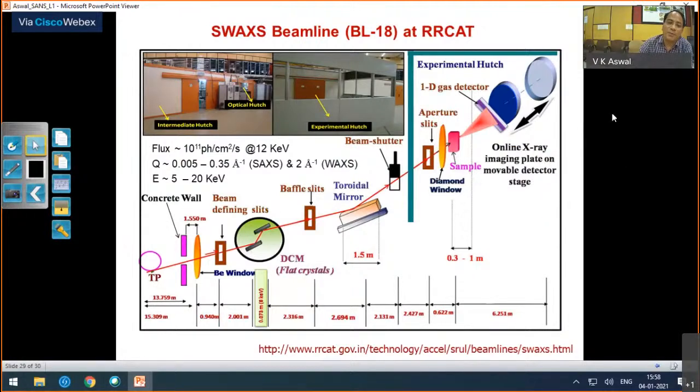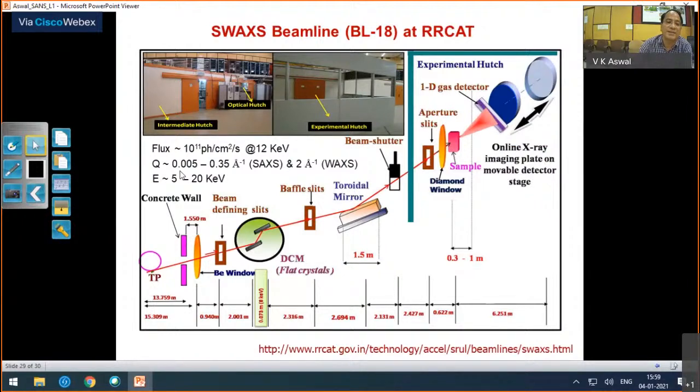The main components of the beamline are a double crystal monochromator to change the wavelength, then a toroidal mirror to enhance the scattering intensity of the sample, and scattering from the sample is measured by 2 sets of detectors. One is an online X-ray imaging plate detector, which moves to change the Q range. And for wide angle, if you also want to see atomic structures from your samples, there is a gas detector put close to the sample to look at wide angles.